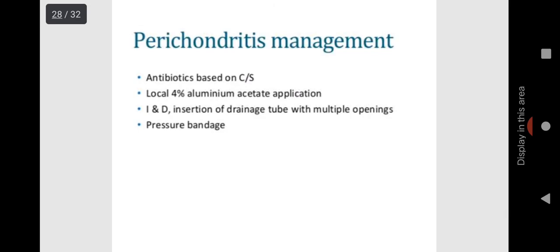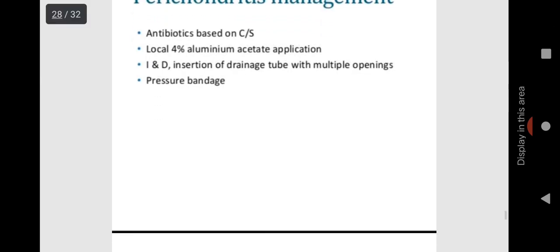The treatment of perichondritis: first of all, antibiotic therapy, based on the clinical signs and symptoms. Then local application of 4% aluminum acetate, which you can apply directly. It helps to clear the pus and microorganisms. Then incision and drainage with multiple openings, and pressure bandaging. These are the management steps for perichondritis.